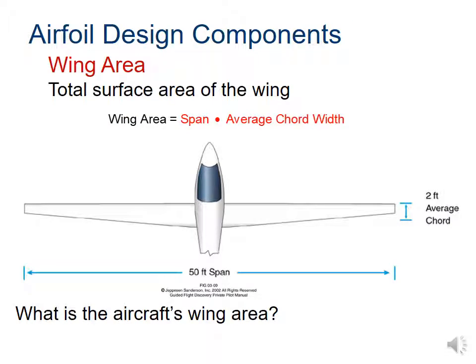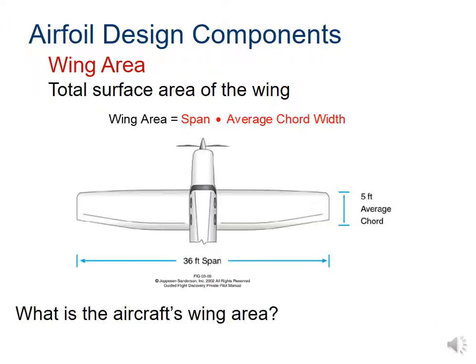Greater wing area provides more lift. We can calculate the wing area by multiplying the span times the average chord width. For this aircraft, the wing area is 50 feet span times 2 feet average chord, for 100 square feet. For this aircraft, the wing area is 36-foot span times the 5-foot average chord width, giving us a wing area of 180 square feet. In theory, this plane would be better at generating lift because it has more area.